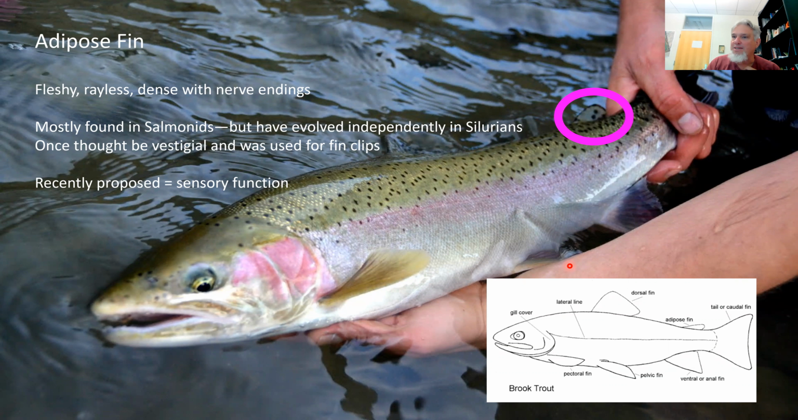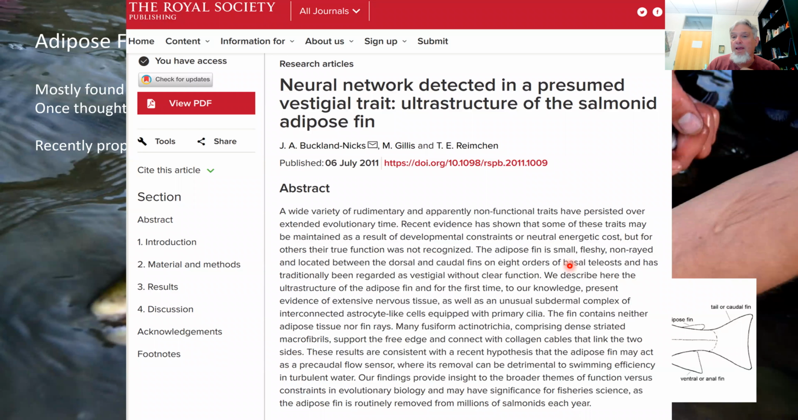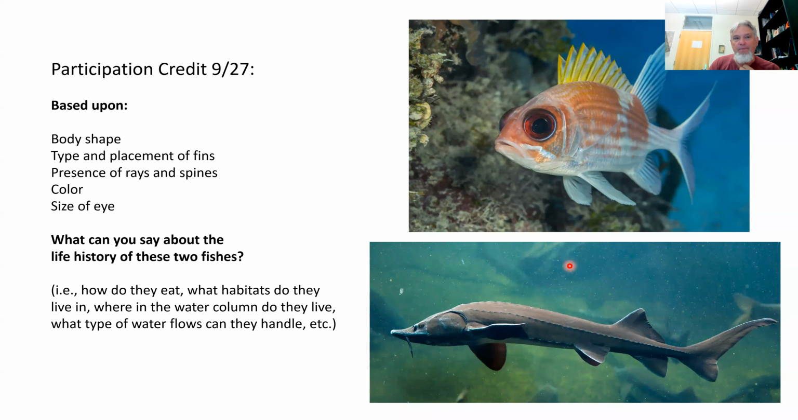It's recently proposed that it has a sensory function, and that it's got this concentration of nerves so that it can sense movement in the water and help the fish essentially have a feedback mechanism that helps the fish process water movement. And there's a relationship with the adipose fin, the caudal fin, and the decisions that the fishes make as they're moving through the water column. So it's interesting stuff. This is about a 10-year-old paper that identified that, and there's been some research since then.